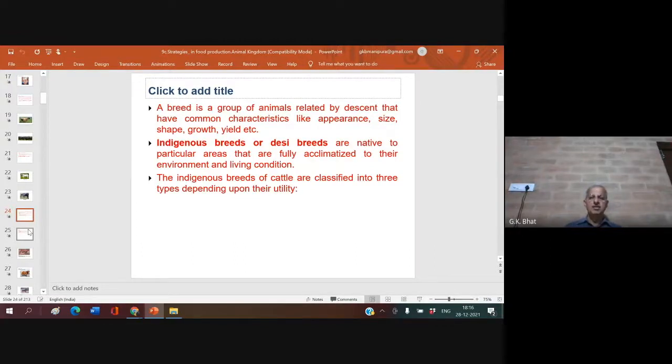Indigenous breeds or desi breeds are native breeds or local breeds. They are native to a particular area, fully acclimatized to their environment and living conditions. Whatever the breed of cattle we have in our place, they are very well adapted. They are very well acclimatized to live in that particular environment.